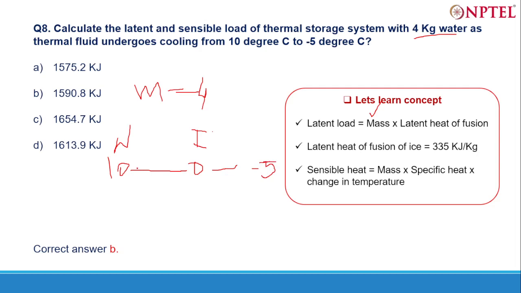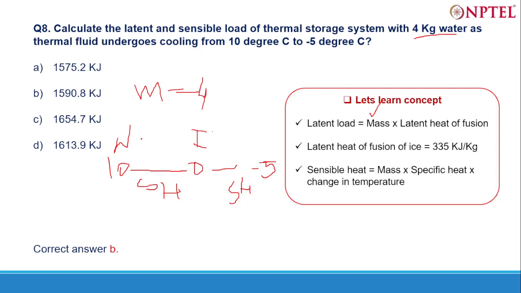So because there is a lowering of temperature, we will have sensible heat here, 10 to 0. There is also a lowering of temperature here, 0 to -5. So we have sensible heat here also. And at 0 degrees C, we see that there is a phase change. So latent heat or cooling is always associated with some phase change.